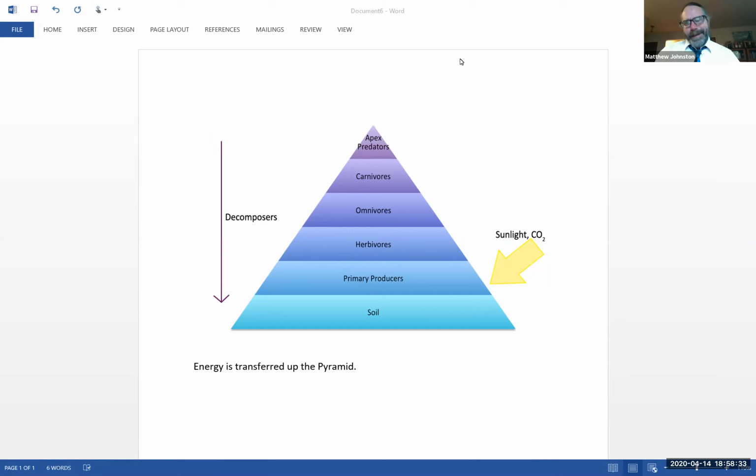I mean, if you build a city, you're not going to have as much soil. You're not going to have as many plants growing. The whole pyramid collapses. Okay.